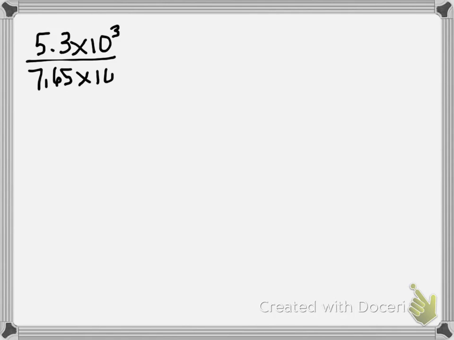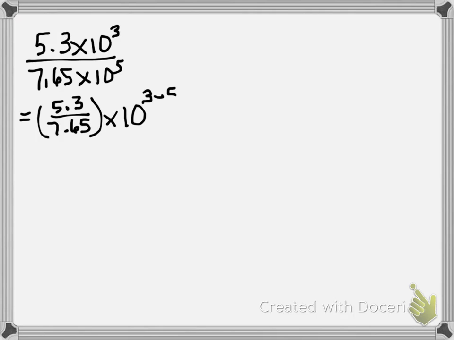Ready? So the next one is ugly. 5.3 times 10 to the 3rd, or 10 cubed, divided by 7.65 times 10 to the 5th. So the problem breaks down into two parts. 5.3 divided by 7.65 times 10, and then I do numerator, take away, denominator.